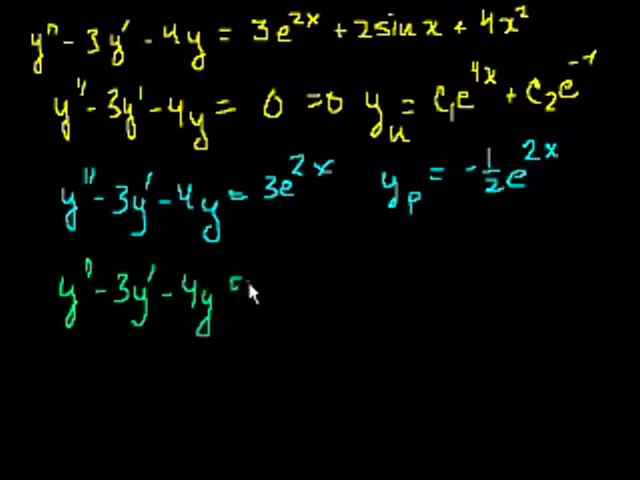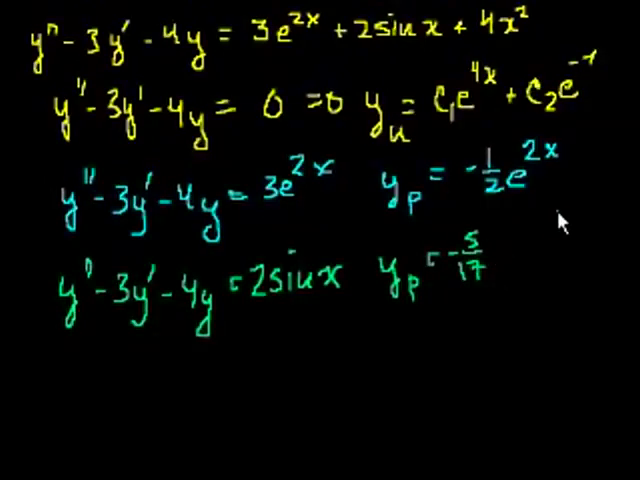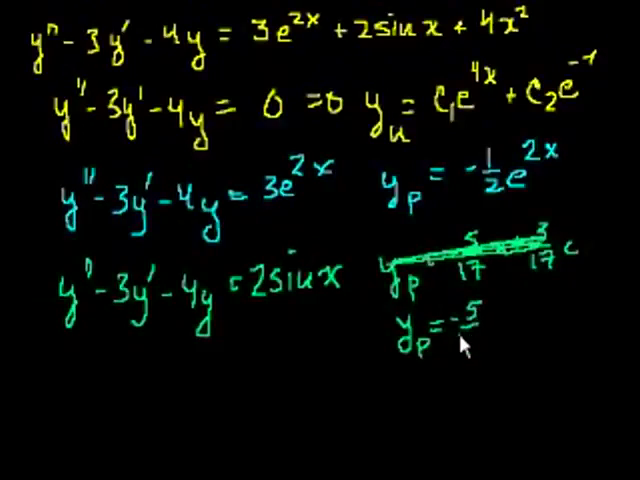And then we know the solution to this one as well. This was another particular solution we found. I think it was 2 videos ago. And we found that the particular solution in this case, and this was a fairly hairy problem, was minus 5 over 17 sine of x plus 3 over 17 cosine of x.